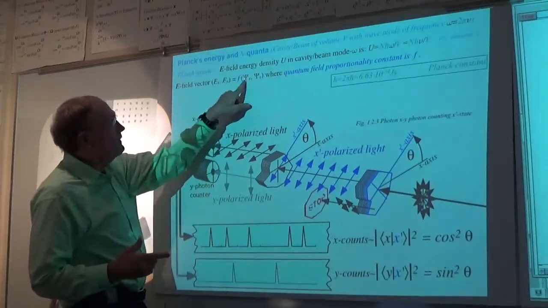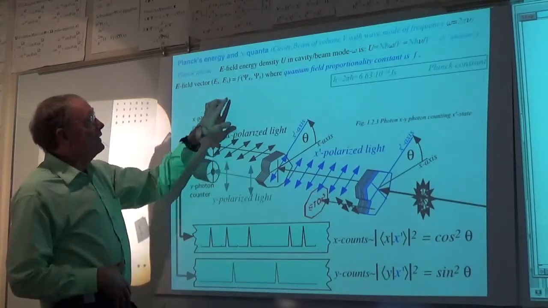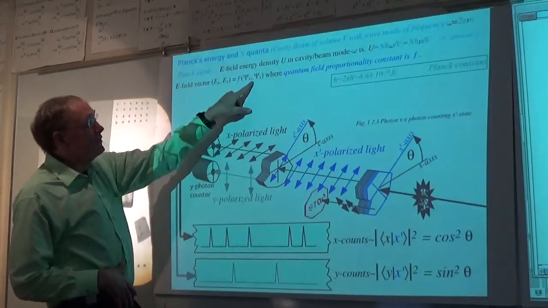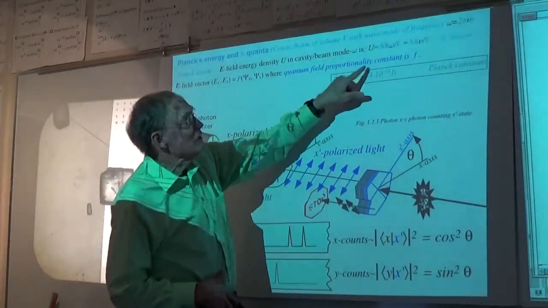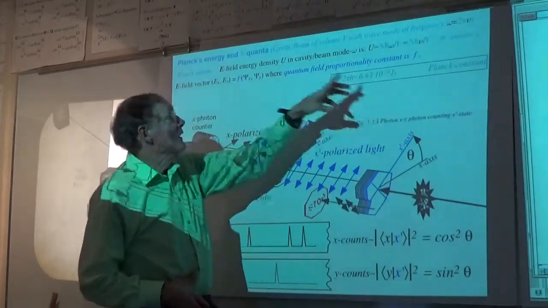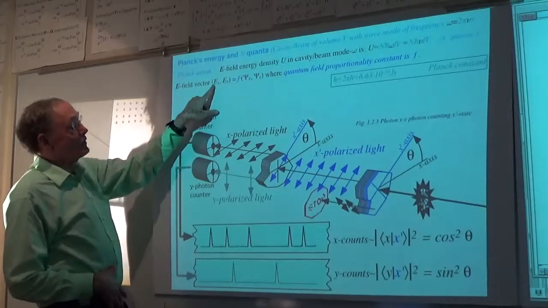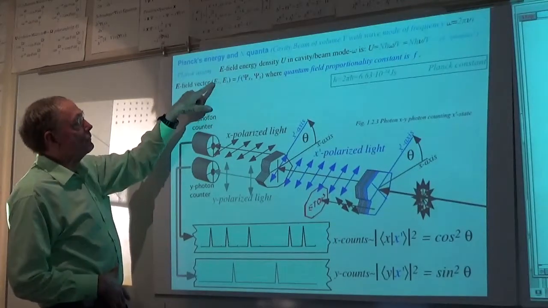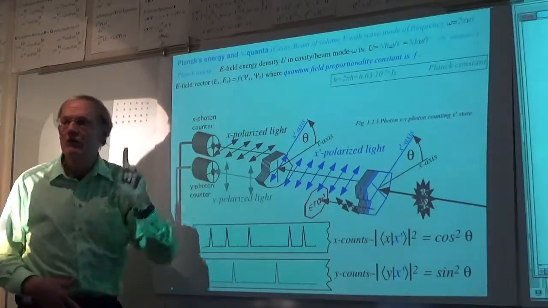This is the guy we're trying to figure out, right? And what I would claim right here is that this is a relationship which is simply proportional. It's a proportionality, a quantum field proportionality constant that turns the size into an electric field, or vice versa. 1 over F would turn electric fields into what we call psi. So that's what we're going to derive.